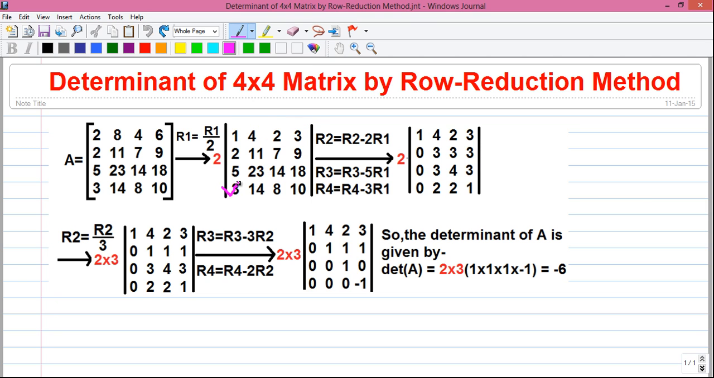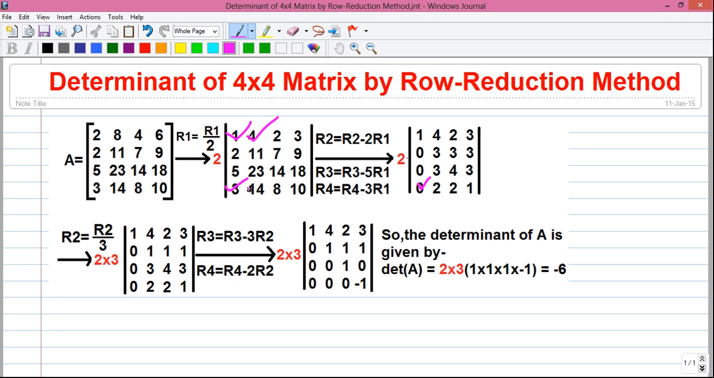Next, to get a 0 at this position, we can multiply row 1 by 3 and subtract that from row 4. So that is written here, R4 equals R4 minus 3R1. So let's do it. 1 into 3 is 3, subtracted from 3 is equal to 0.